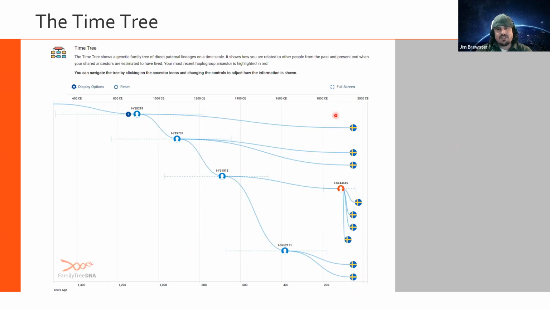So all of these are self-reported countries. So even if some of them are incorrect because people didn't do their genealogy correctly, you can still see that overwhelmingly it's the same. So that gives you a good indication.